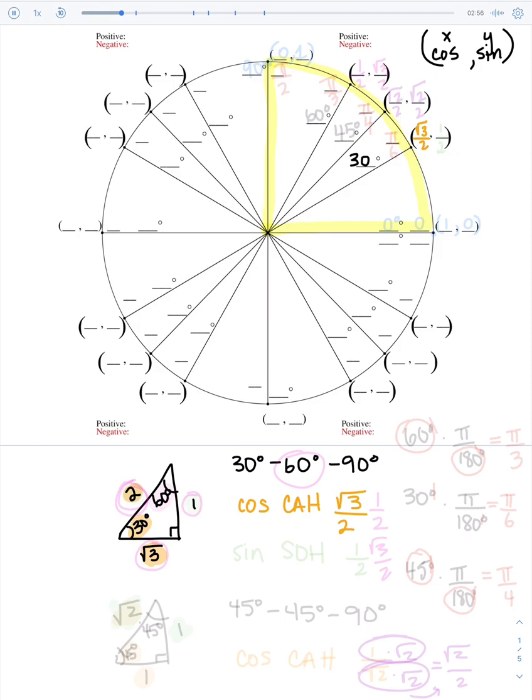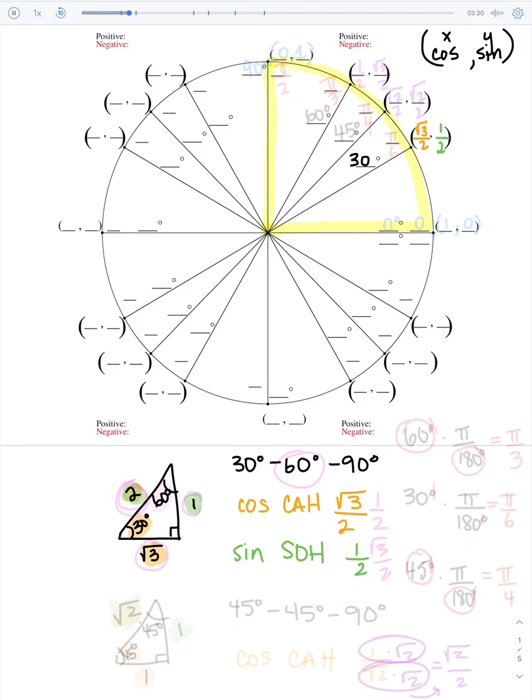Now, to look at the y-coordinate for that 30 degrees, we'd be looking at our sine, which, from SOHCAHTOA, is opposite over hypotenuse. The opposite from the 30-degree angle is the 1, over the hypotenuse, which we already said is 2. That gives us a y-coordinate, our sine value, of 1/2.